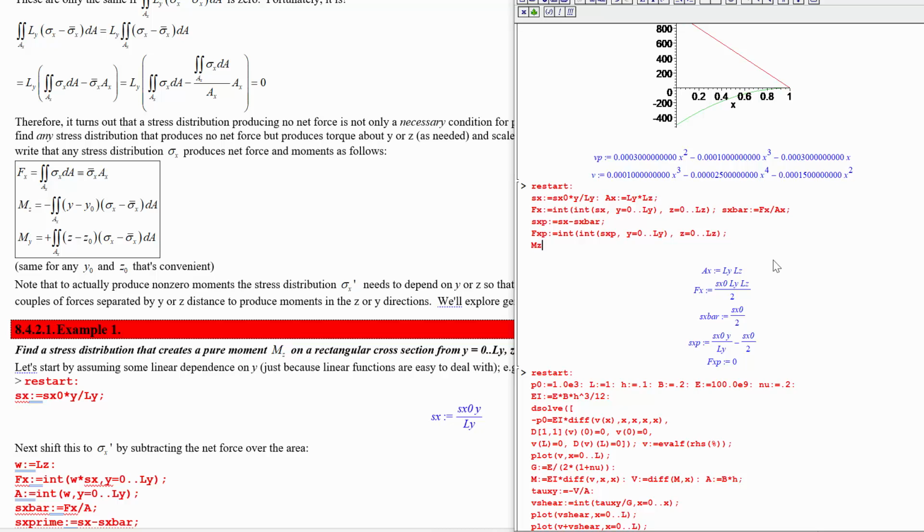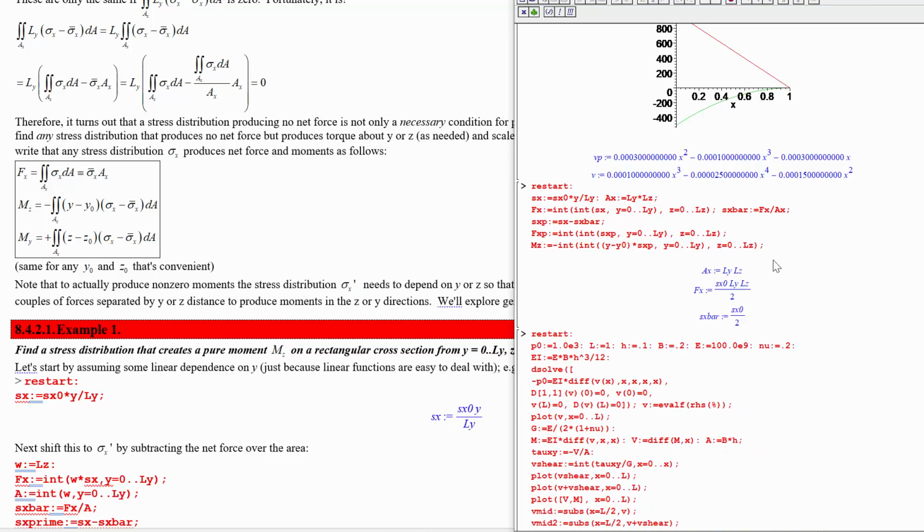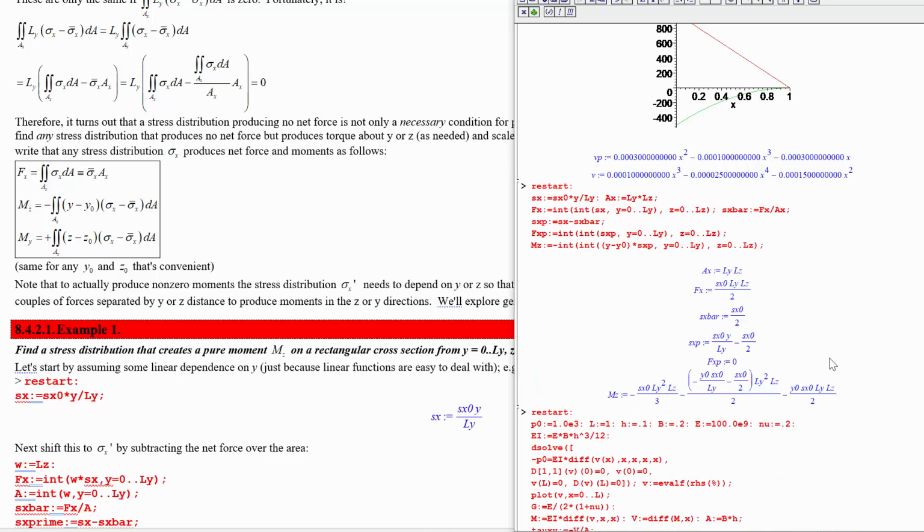What about the moment? Mz that's produced will be negative the integral of y minus something, y naught, times Sx prime from y is 0 to Ly and z is 0 to Lz. Doesn't even matter what y naught is. Let's simplify this thing.